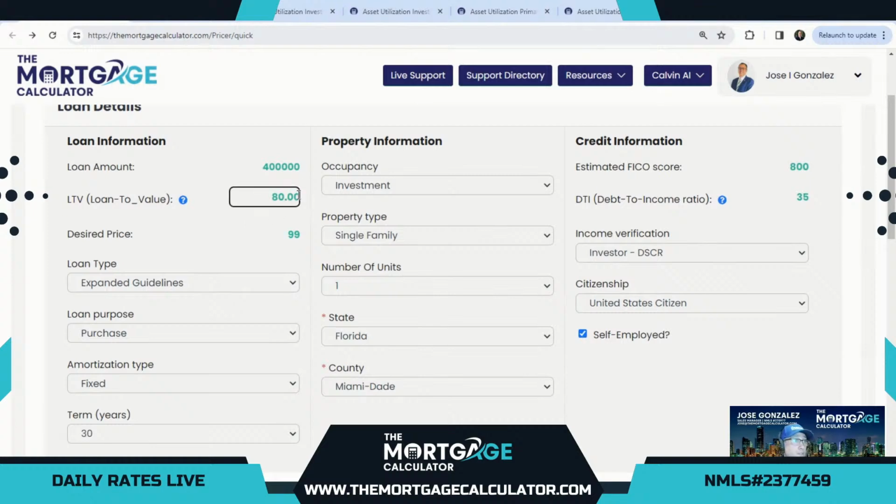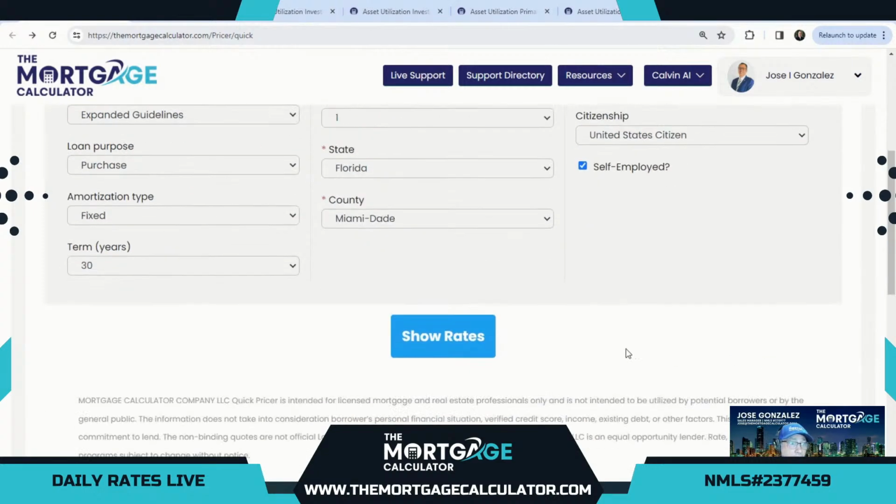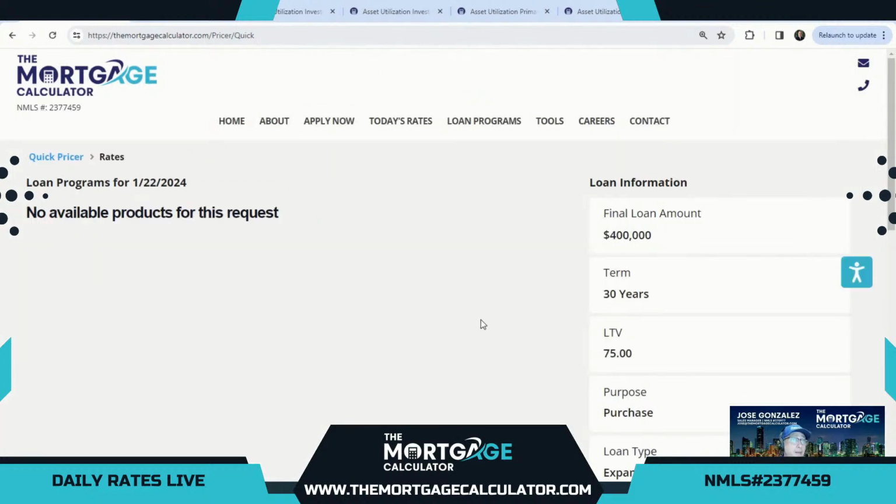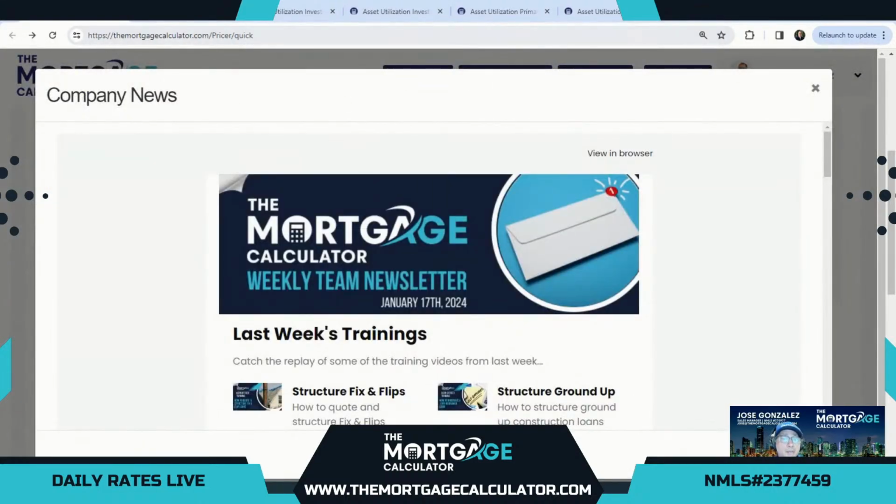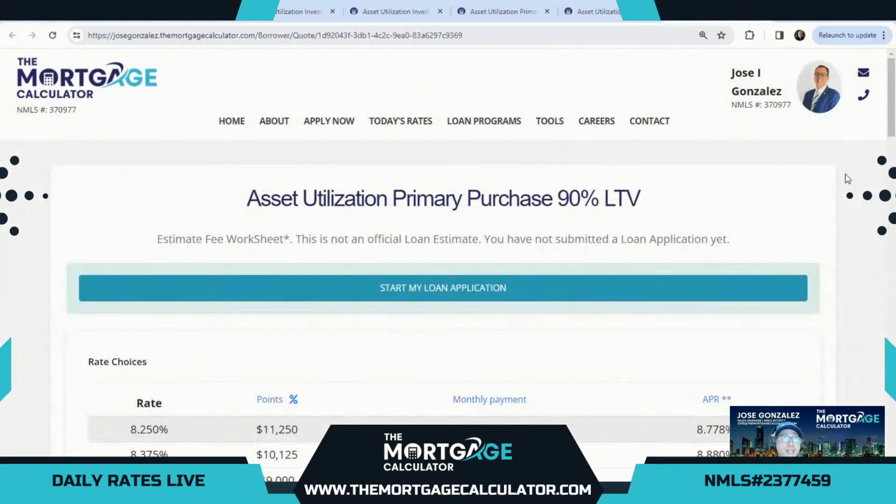Maybe having a little system issue here because I know there's definitely 80% DSCR options. That is probably a little bit of a system issue. So we will have to check the DSCR rates tomorrow. But let me go right into the asset utilization program deep dive.